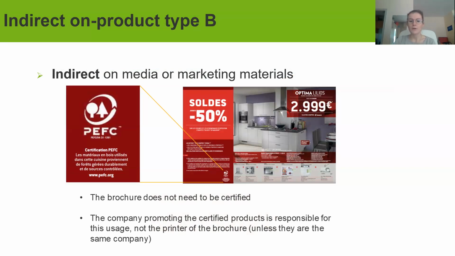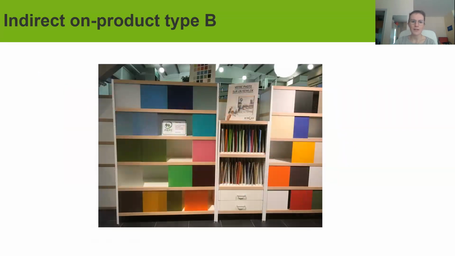The brochure itself doesn't need to be certified, and the company promoting the certified product, so the kitchen, is responsible for the usage of the label and not the printer of the brochure, unless they are the same company. Another example of indirect usage on product. So here, the label we see is not placed directly on a product, but refers to the product placed on the shelf.